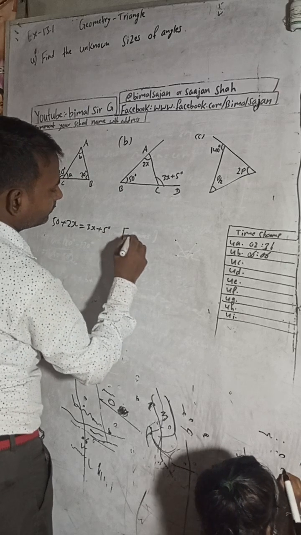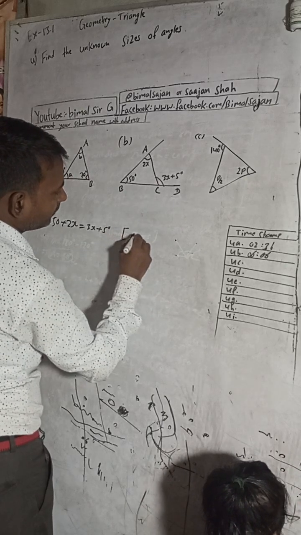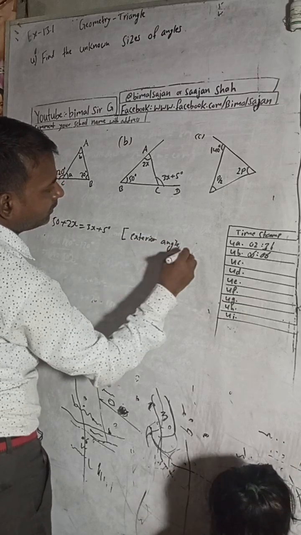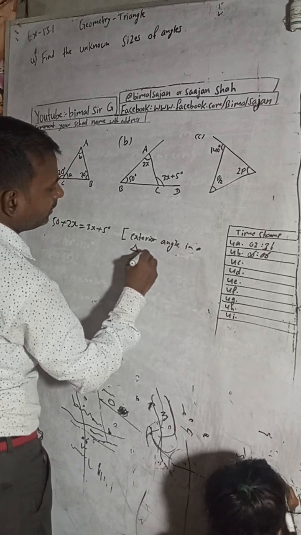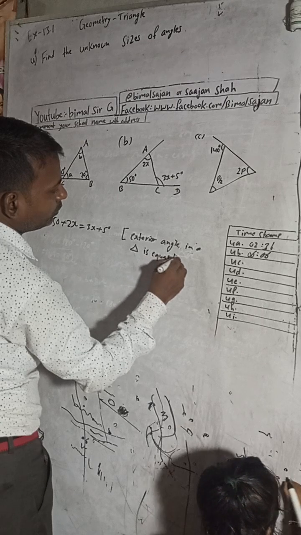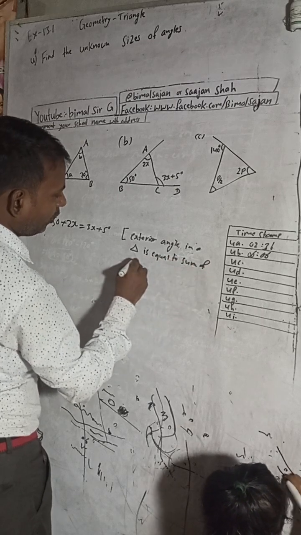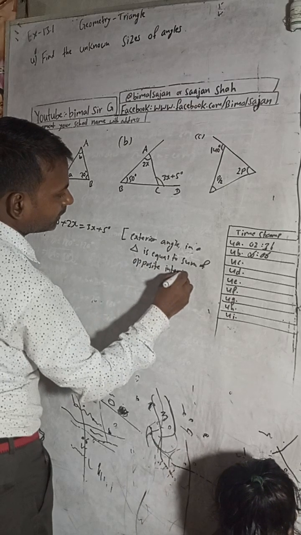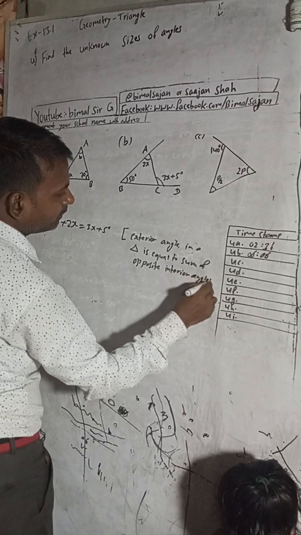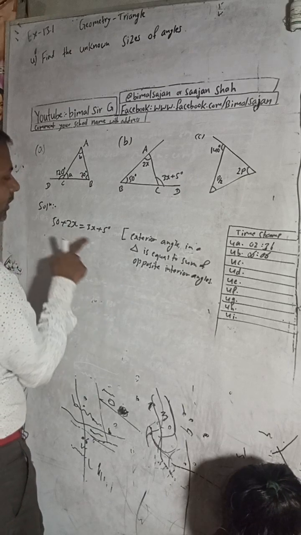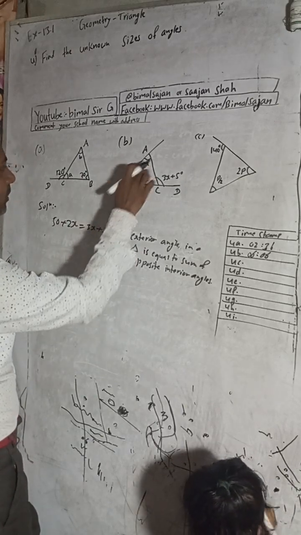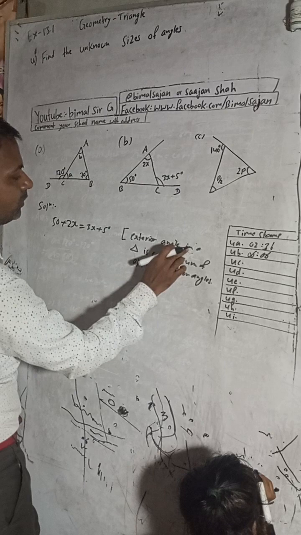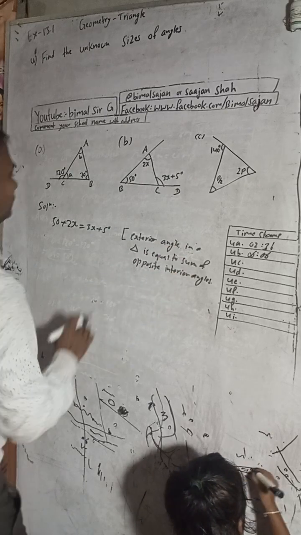Why? Exterior angle. An exterior angle in a triangle is equal to the sum of the opposite interior angles. So 50 plus this, this plus this is what? Opposite interior angles to this exterior angle. This is the exterior angle, so the exterior angle is equal to the sum of the opposite interior angles. This is the reason.